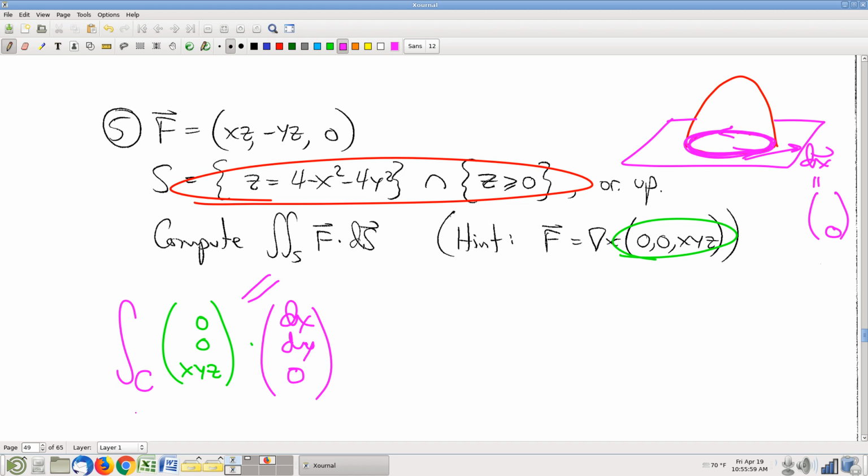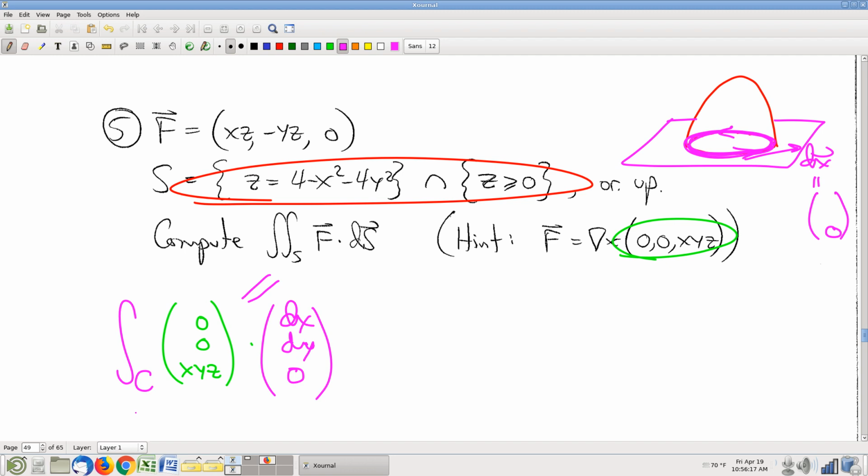You could also just parameterize that curve. It's an ellipse. It's not that hard to parameterize that ellipse. And if you do parameterize that ellipse, when you write down x prime as part of x prime dt, you'll find that x prime has a 0 here.